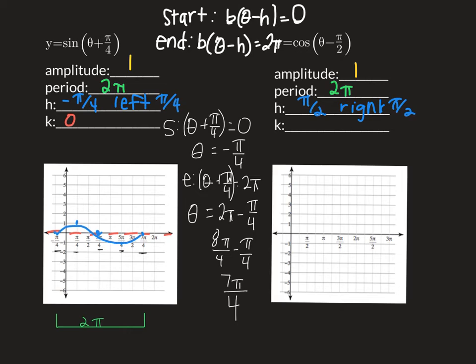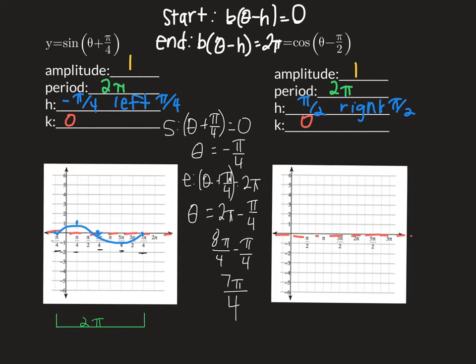And my k value again is 0. So we'll put it all together in a later example, but this right here is what I've got. So my midline is still 0. I can graph that in. My period is 2 pi, but there's going to be a shift in it. So let's go back and figure out what our shift is for this particular problem.